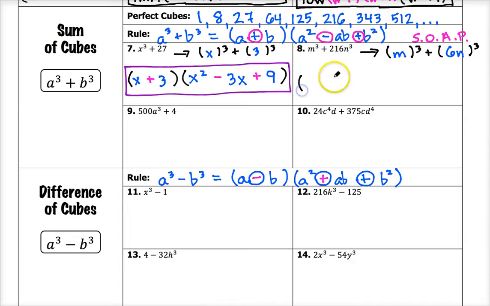So this is going to factor as follows. Do your signs first. Use your SOAP. Same, opposite, always positive. You have an m plus 6n that goes in your binomial. If you square m, you get m squared. If you square 6n, you get 36n squared. So that goes as your last term, 36n squared. And then in the middle, m times 6n is just 6mn. So this is how that binomial factors.